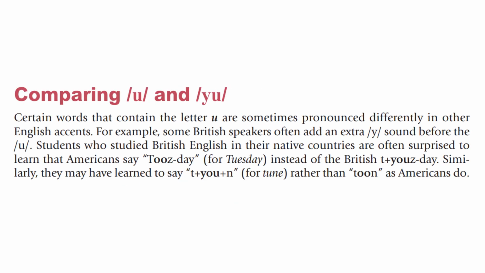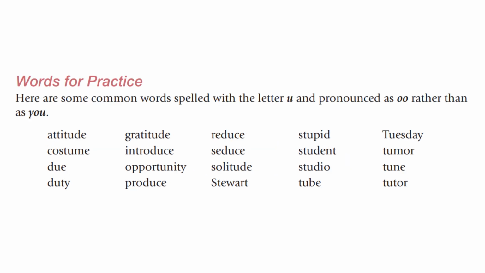Oo versus yoo. Some words that contain the letter U are sometimes pronounced differently in other English accents. Some British speakers often add an extra y sound before the oo. Non-native speakers who studied British English in their native countries are often surprised to learn that Americans say Tuesday instead of the British Tyuesday. Similarly, you may have learned to say tyune rather than tune. Words for practice. Here are some common words spelled with the letter U and pronounced as oo rather than yoo. For example, don't say styudent, say student.